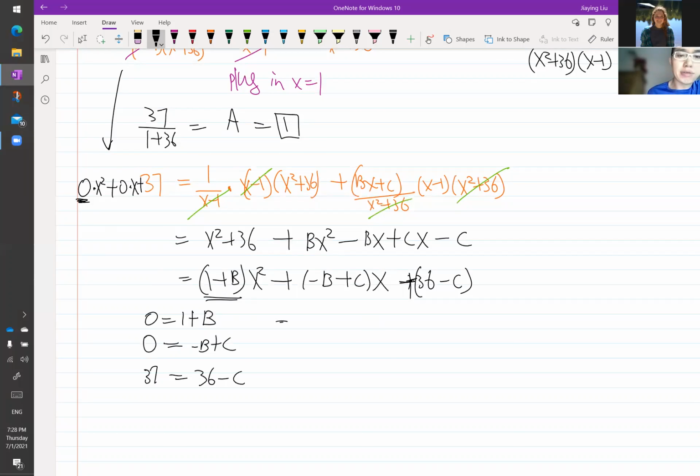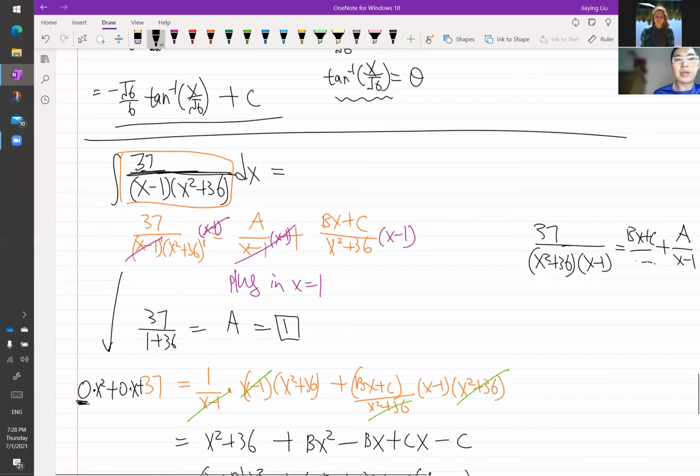So here we can solve for b, which is negative 1. We can solve for c. If we put negative 1 in here, we get positive 1. So c is also negative 1. And then 36 minus negative 1 equals 37. So yeah, that works. So it works too. So that means b and c are correct. We didn't reach any contradiction. So now we have a, b, c.